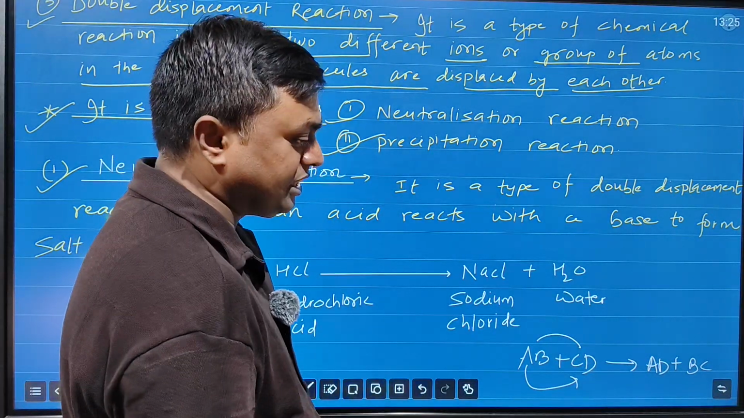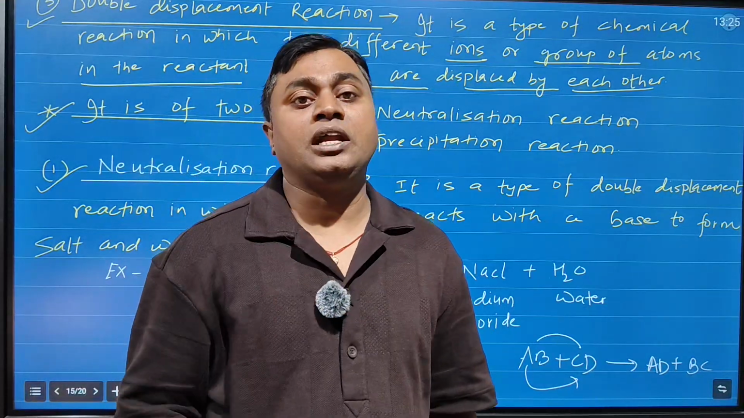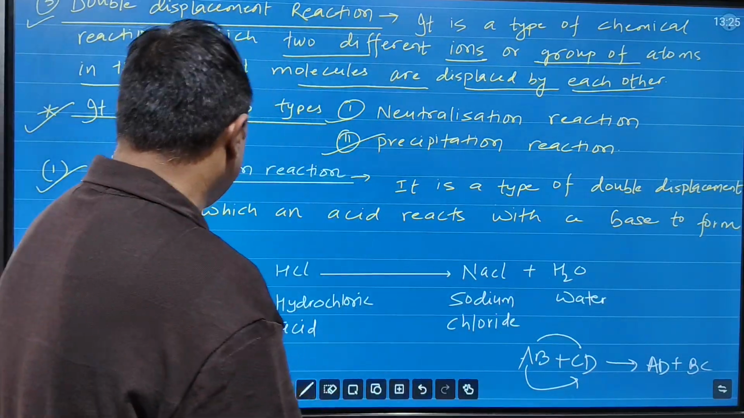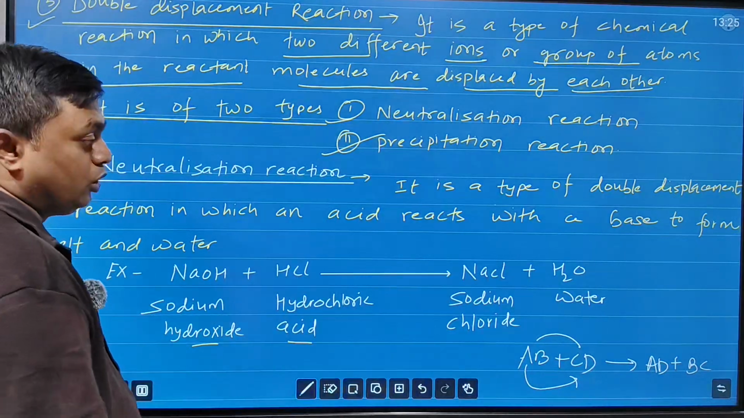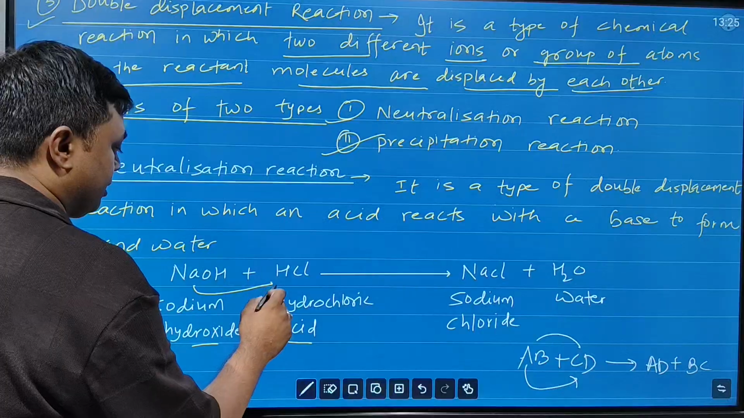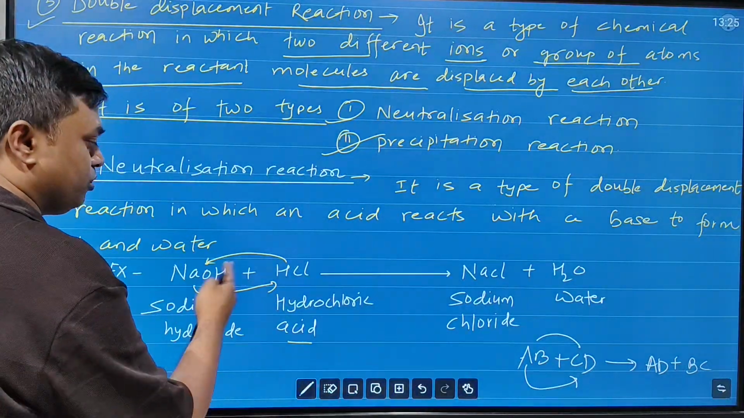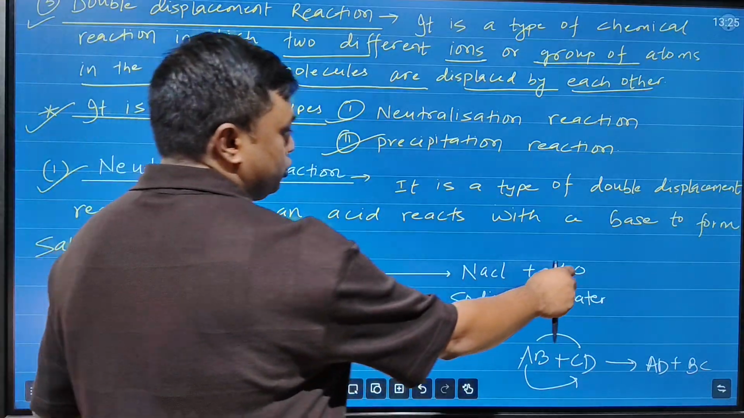What is a neutralization reaction? It is a type of reaction in which an acid reacts with a base to form salt and water. So you can see, sodium hydroxide, which is a base, reacts with hydrochloric acid to form NaCl plus H2O. You can clearly see sodium comes here and H comes here. So mutual exchange is happening. So NaCl is formed and H and OH will form H2O.